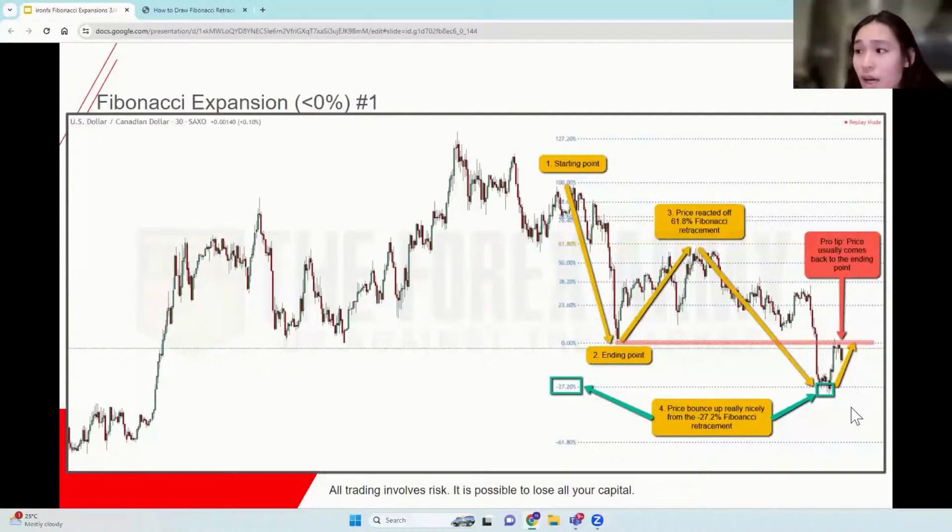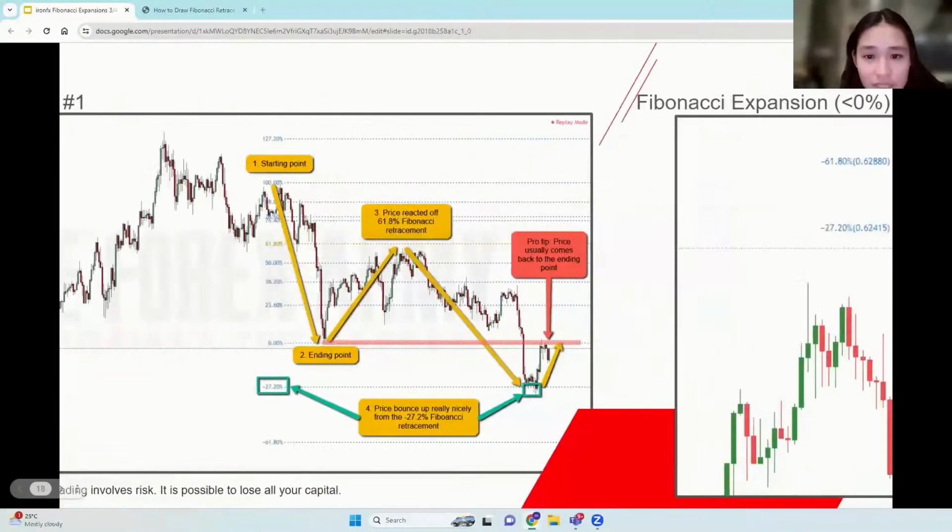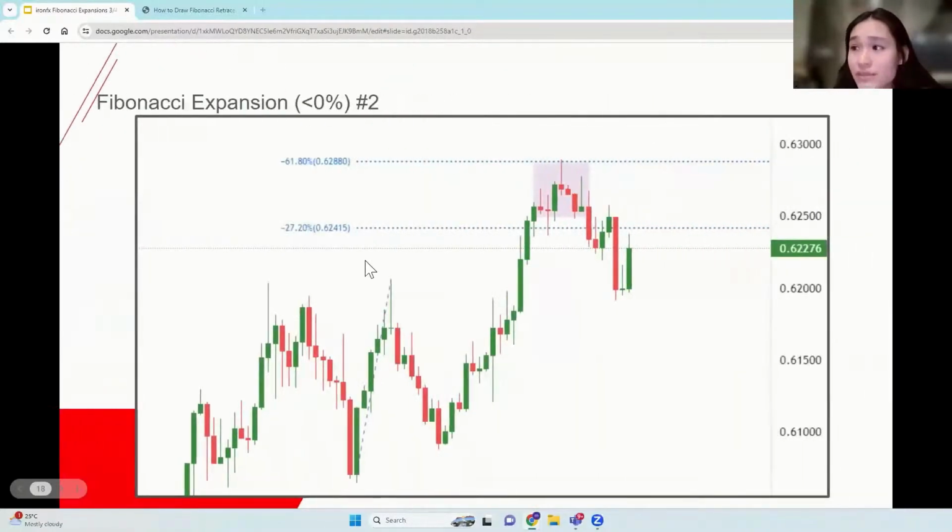Okay, so how you basically use this technique is expecting price to react off of the negative levels or your support levels and then hitting it, expecting it to hit back to your ending point. So pretty straightforward, but let's look at another example here. Take note of this zigzag shape. This is point 1, point 2, point 3 here, and then of course point 4 here.